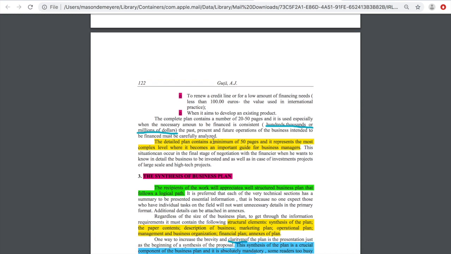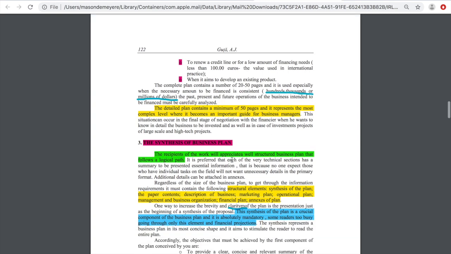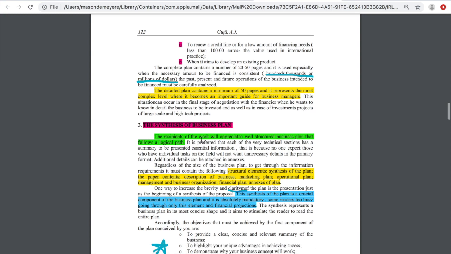Here, I like to highlight that because I found this to be a very important thing that I should keep in my mind. The detailed plan contains a minimum of 50 pages, and I just thought that was something that stood out to me, so I highlighted it. And I didn't get all the way through, but that is how I annotate. Thank you very much.